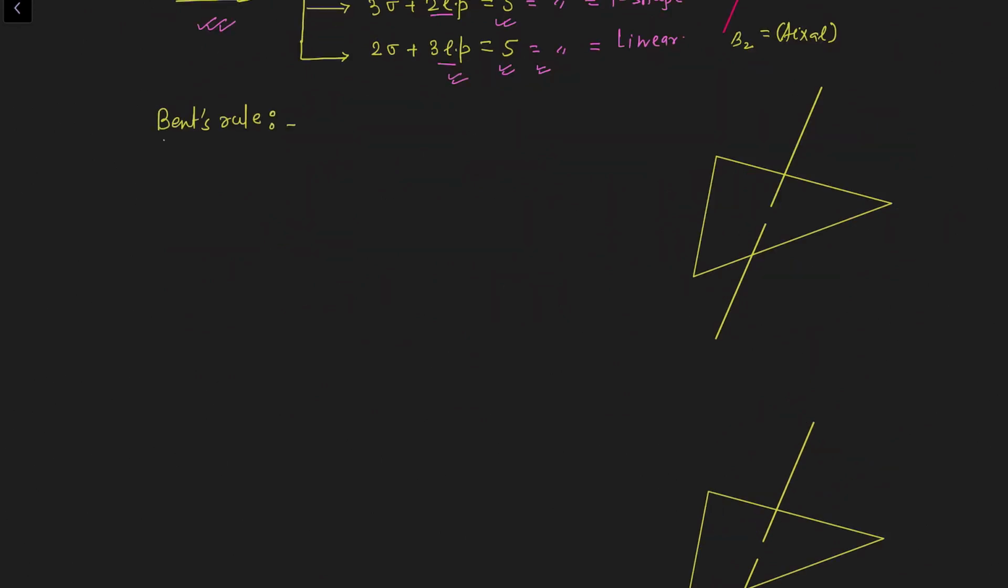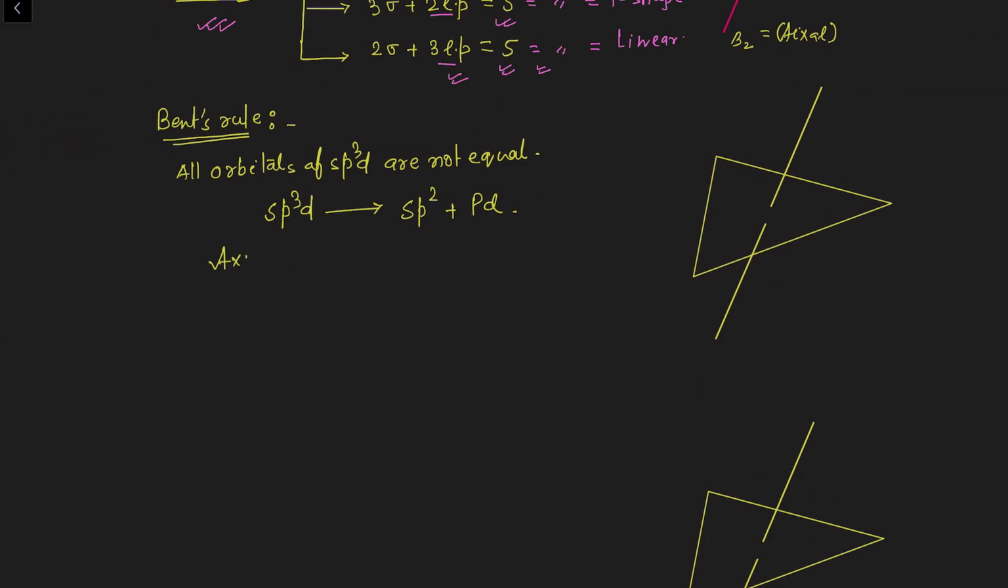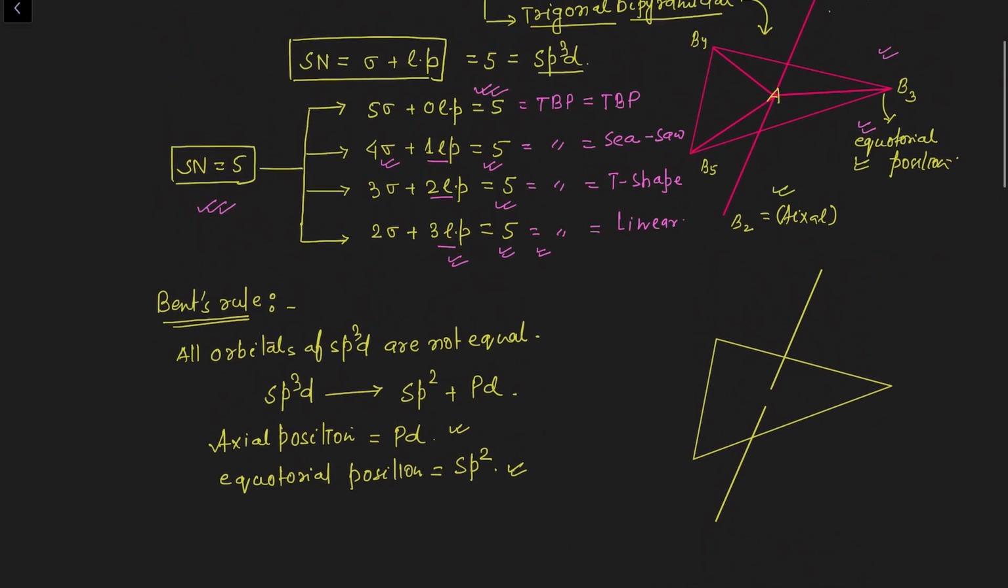The first concept given by Bent is that all orbitals of sp3d are not equal. According to Bent, sp3d is made up of two sets of orbitals. Be careful here. This is sp2 plus pd orbitals, correct? According to Bent, the axial position in TBP is made up of the pd set of orbitals, and the equatorial position is made up of sp2 type orbitals. Now these two orbitals are different.